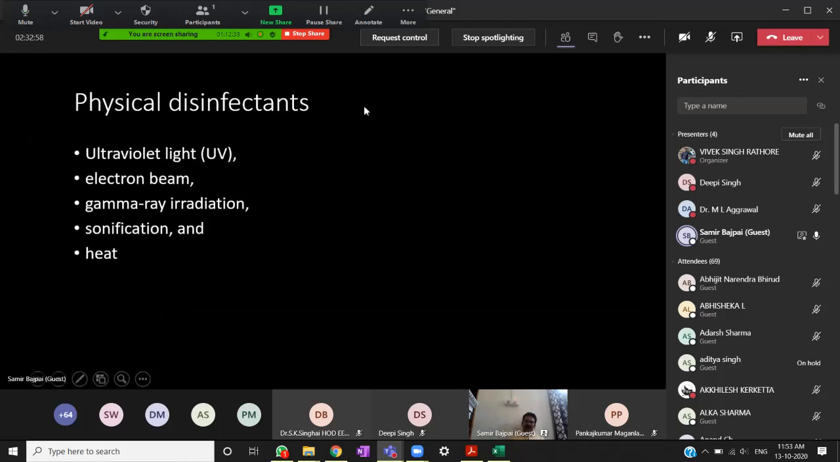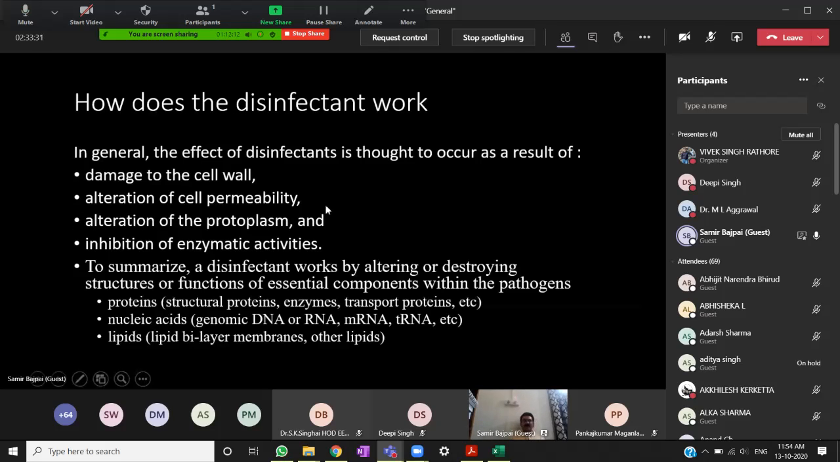There are also physical disinfectants. So you have ultraviolet light exposure. If you expose a thin sheet of water to ultraviolet light, all the pathogenic microorganisms will be inactivated. Then you can apply an electron beam for disinfection. You can have gamma ray radiation for disinfection. You can have ultrasound waves passing through water to break the bacterial cell, that is sonication, and then you can simply boil the water and carry out the disinfection. All these treatments have their respective limitations, and they work in different ways.